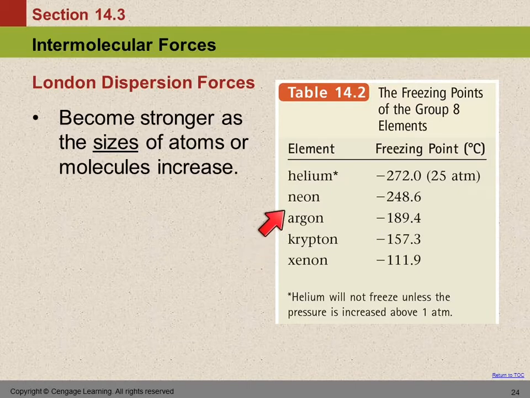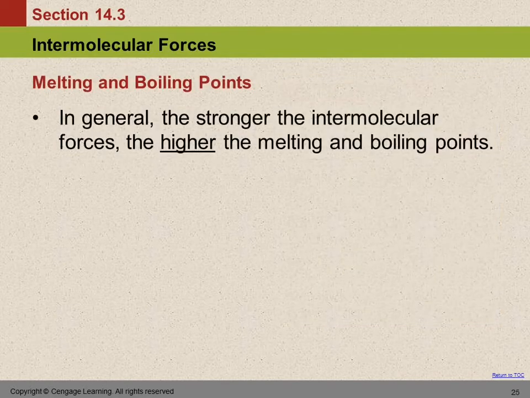Krypton's stronger than argon, argon's stronger than neon, neon's stronger than helium. Helium's dispersion forces are incredibly weak, almost non-existent. Does that table make any sense? We can look at the melting point or the boiling point of a substance and use that to gauge the relative strength of the intermolecular forces. Higher melting point, higher boiling point means stronger intermolecular forces. In general, the stronger the intermolecular forces, the higher the melting and boiling points.